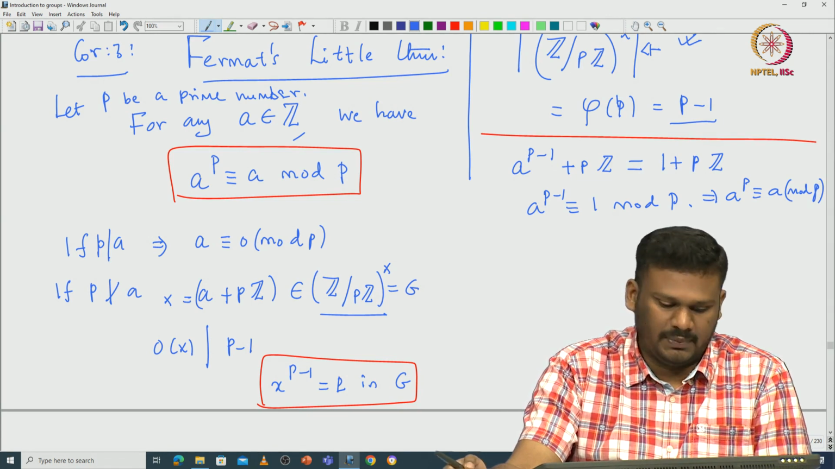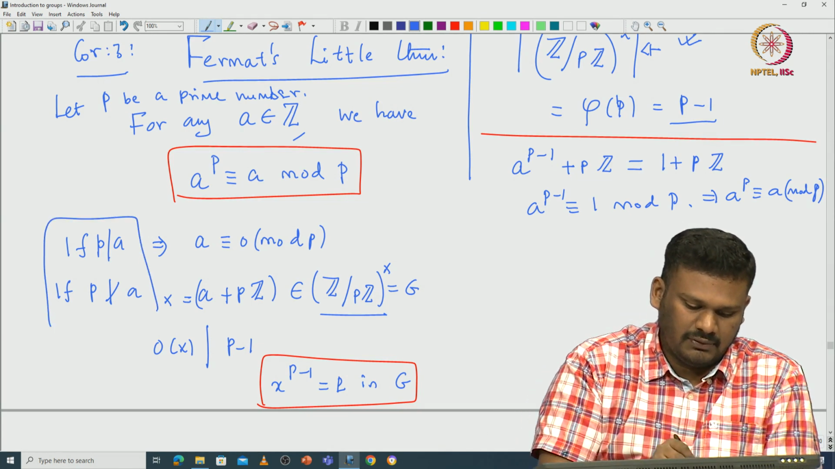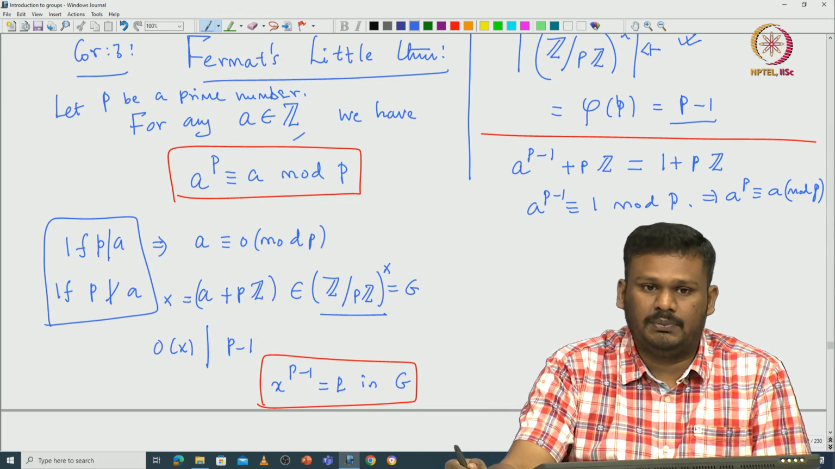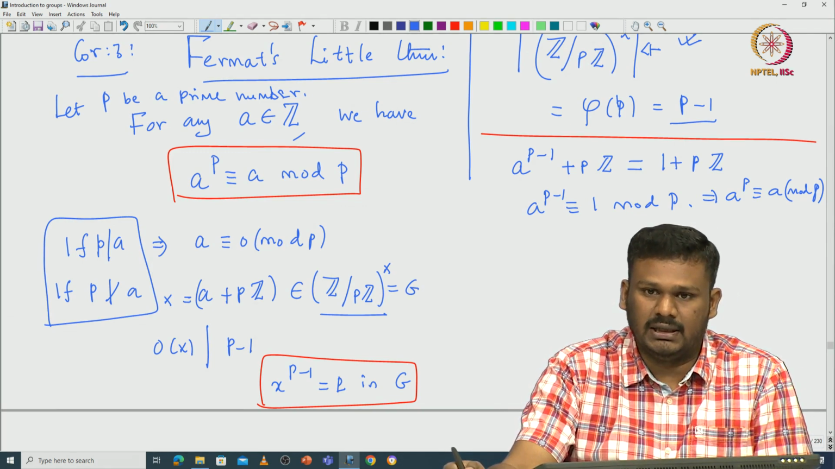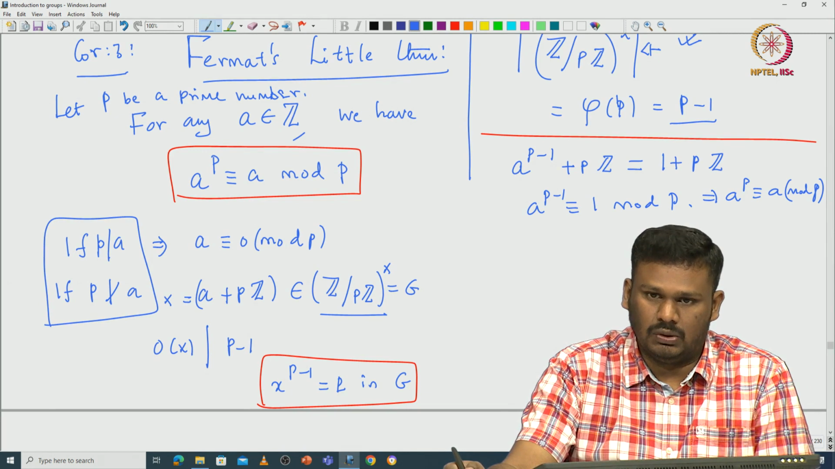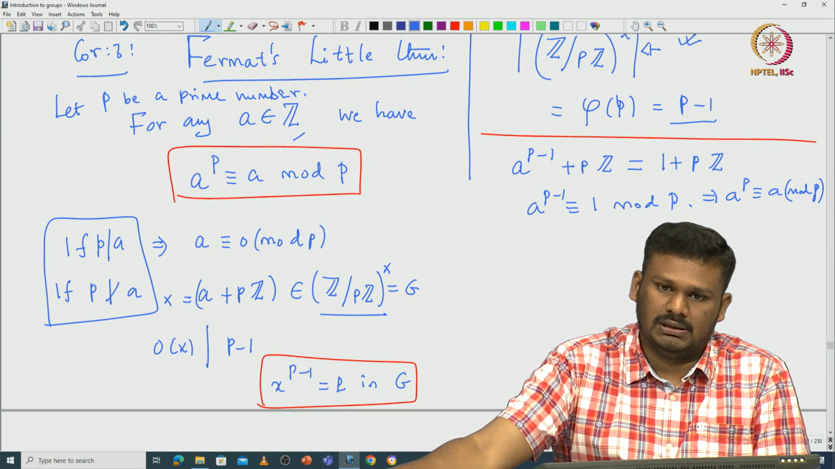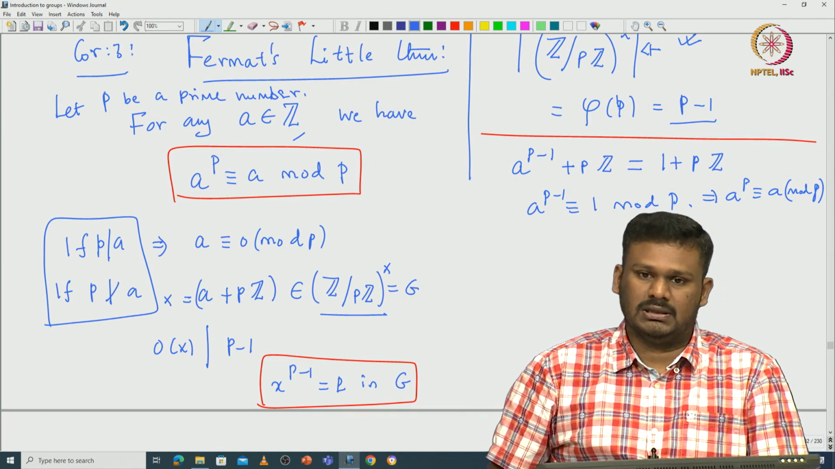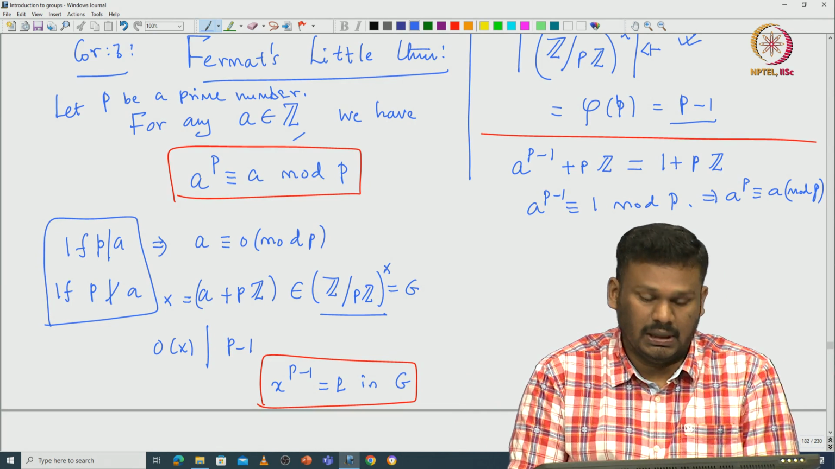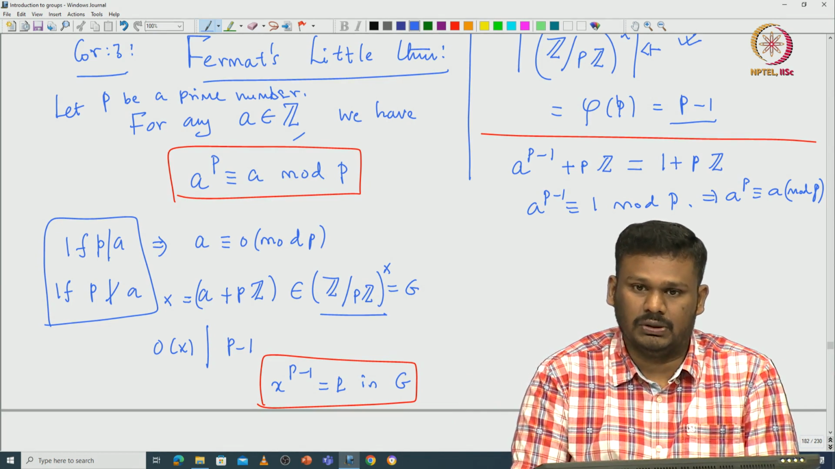So it does not matter whether p divides a or not, we always get a power p congruent to a modulo p. We will continue with other corollaries and other consequences of Lagrange's theorem. I will stop now. We will continue in the next lecture.